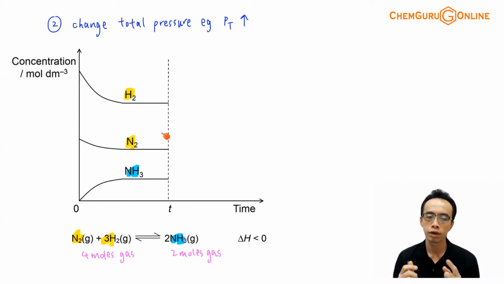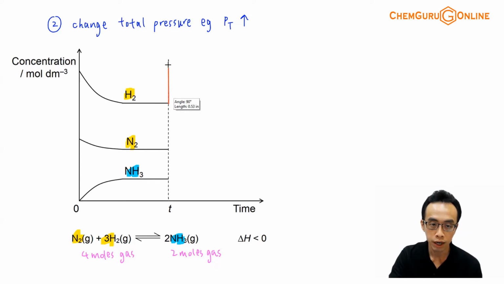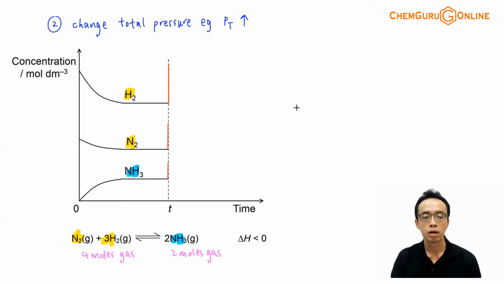So the concentration for your hydrogen will shoot up, the concentration for your N2 will increase, and the concentration for ammonia will increase at T. So what this means is, at time T, I would expect a very sharp increase in the concentration for your hydrogen, a sharp increase in the concentration for your N2, a sharp increase in the concentration for ammonia. So concentration for everybody increases.